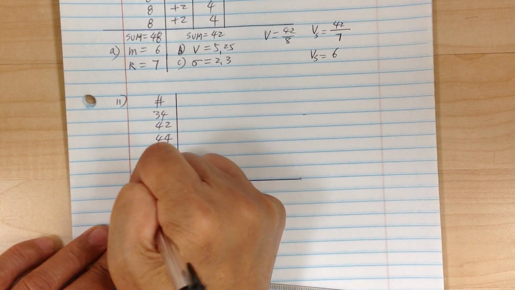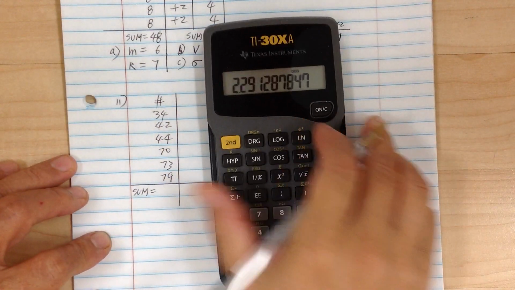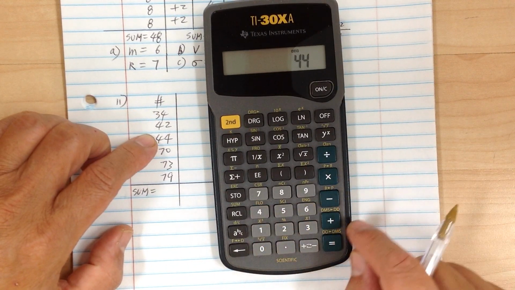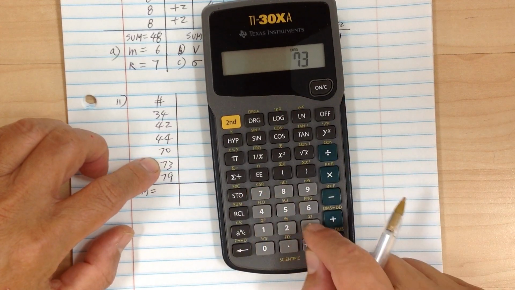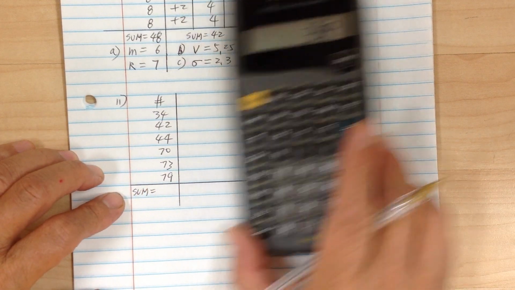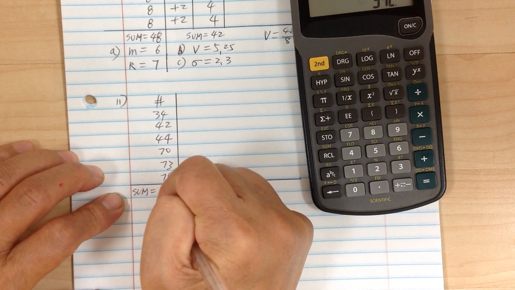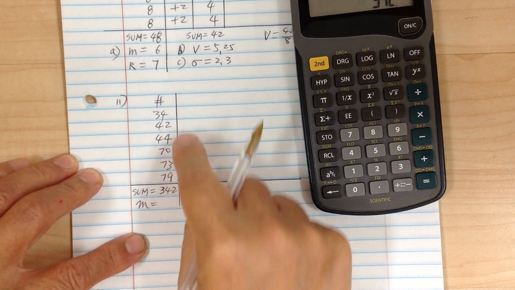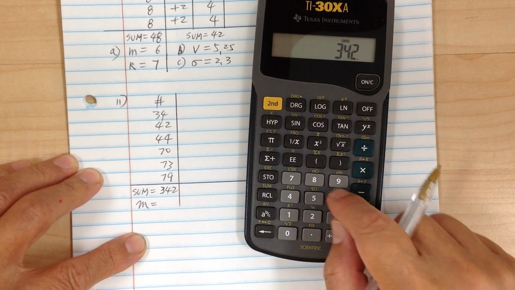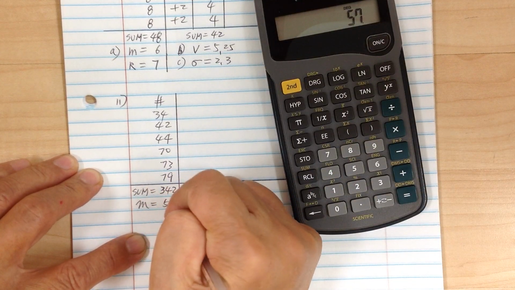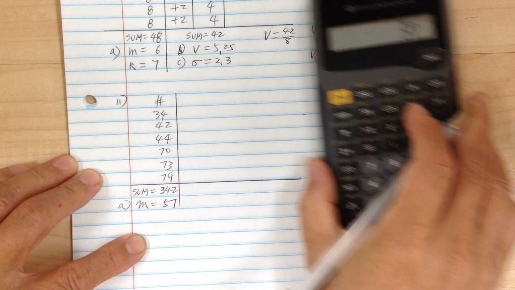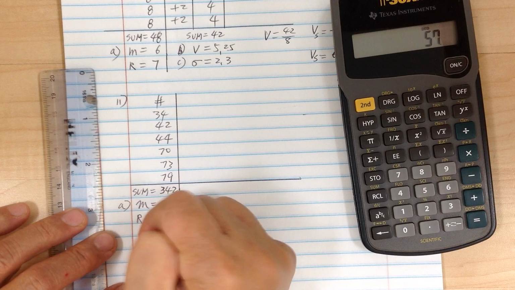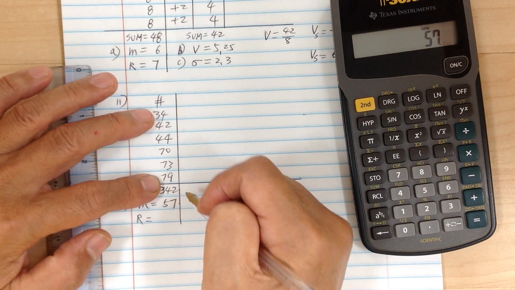So you can first find the sum. You got 34 plus 42 plus 44 plus 70 plus 73 plus 79 equal 342. Your mean is the average, so just divide by 6, and you get 57. So that's your answer for A. It does not ask you for it, but they're going to do that anyway. So the range is the difference between this and this.